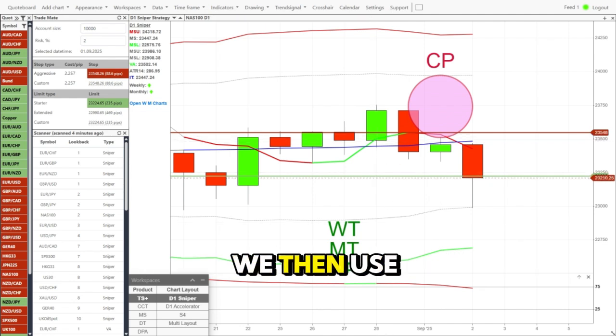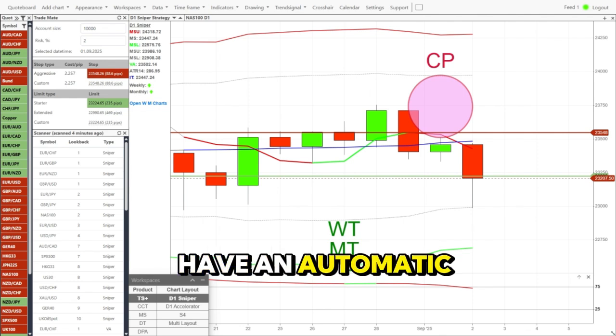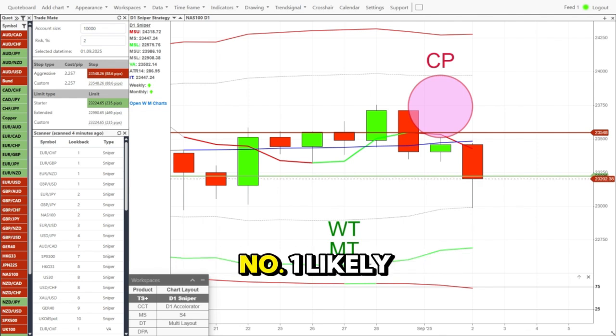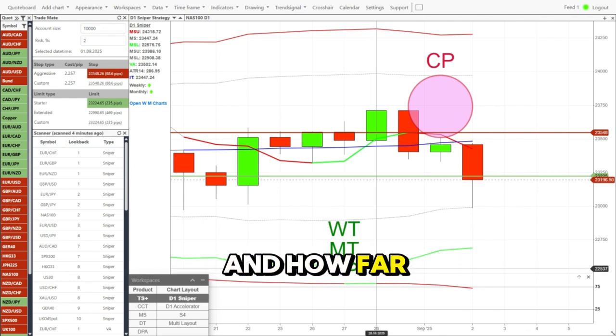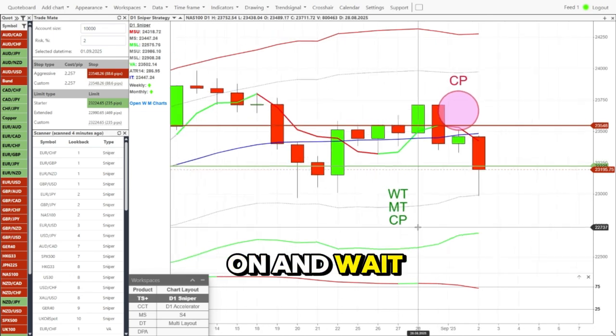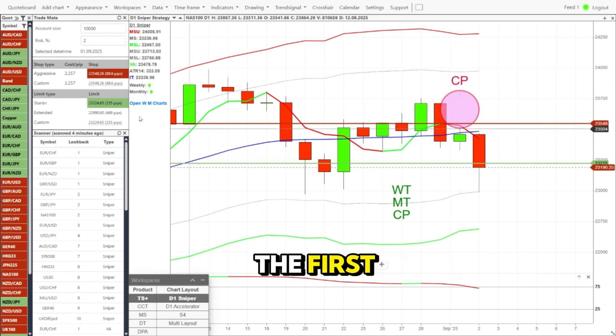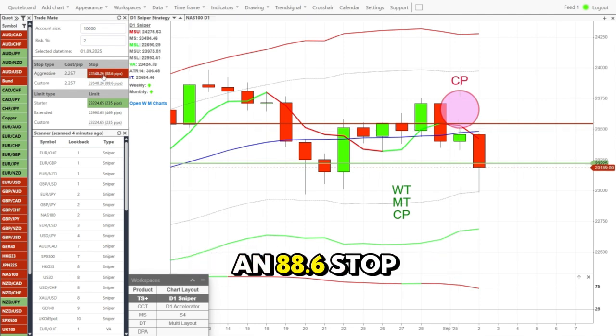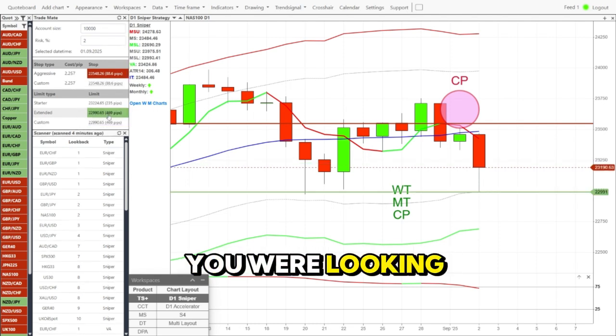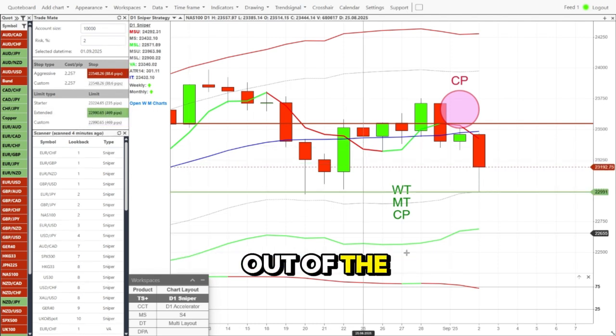We then use our tools to have an automatic suggestion of how far these trades are, number one, likely to go, and how far we're willing to be wrong before we move on and wait for the next opportunity. In this case, if you were trading yesterday on the 1st, what you would have seen was an 88.6 stop in pips. You'd also be looking at a starter target of 235. If you were looking to manage this trade a little bit more closely and go for an extended target, you were looking at 469 pips out of the opportunity.